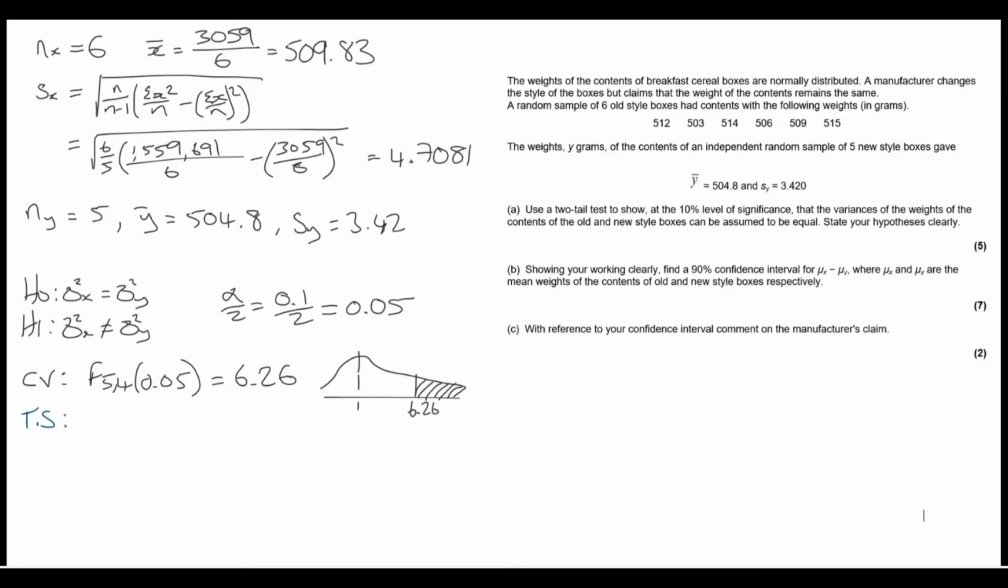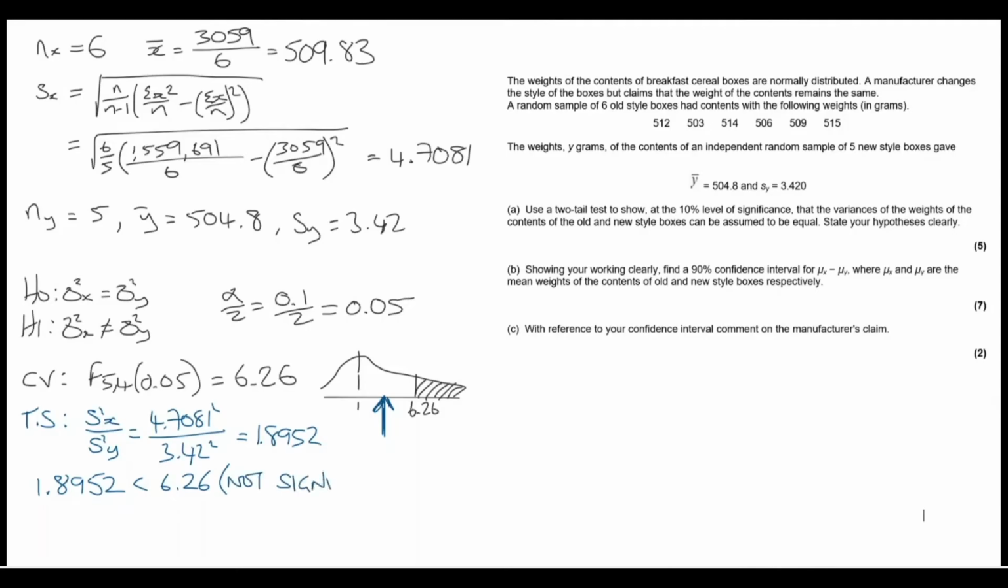Let's calculate the test statistic. The test statistic comes from s squared x over s squared y. So just plugging these values into the calculator, and we get 1.8952. Now this is not significant. It's not inside the critical region. We do not have a significant result. 1 would be the optimal answer. That would mean that the variances were exactly the same.